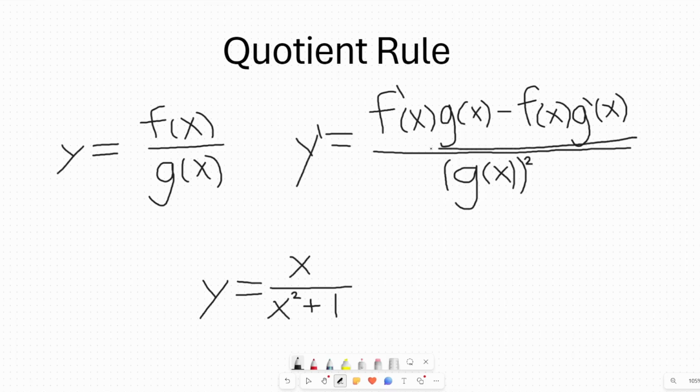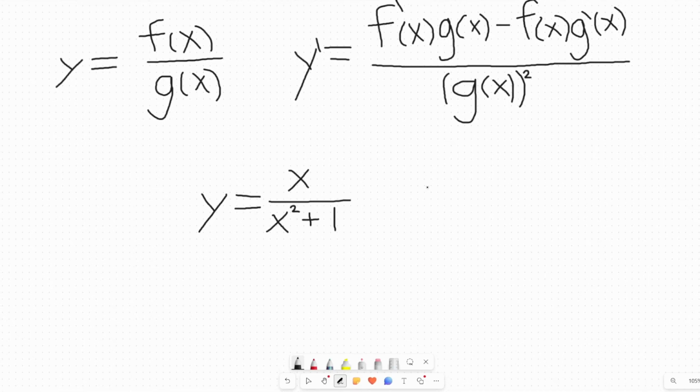Now, this part right here should look very similar. That's because it's pretty much just the product rule, but instead of a plus, it's a minus. And then you put the whole thing over g of x squared. All right, so now let's do an example.